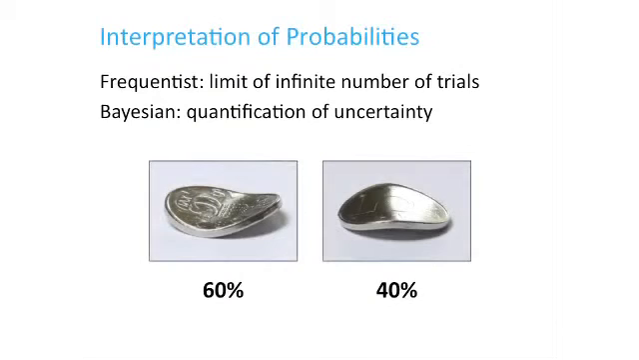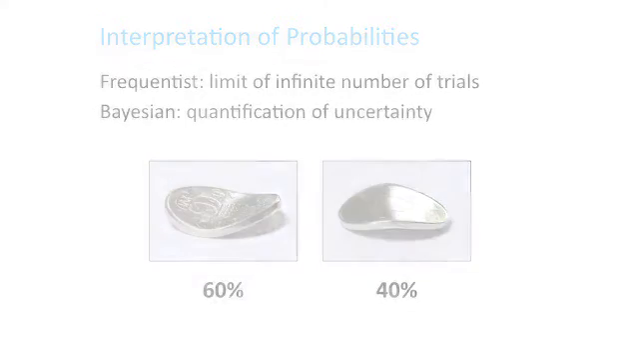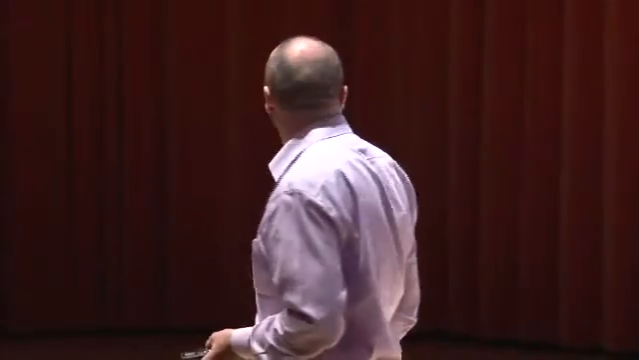So let's have a little example to illustrate this difference, because it's very important. Imagine I've got a coin, and the coin is bent. If I flip the coin a large number of times, let's suppose I measure that 60% of the time it lands with a concave side upwards, and 40% of the time it lands with a concave side downwards. That's just the physics of this bent coin.